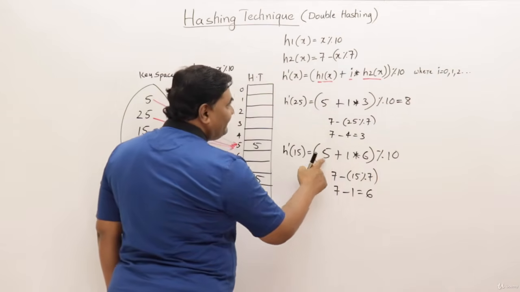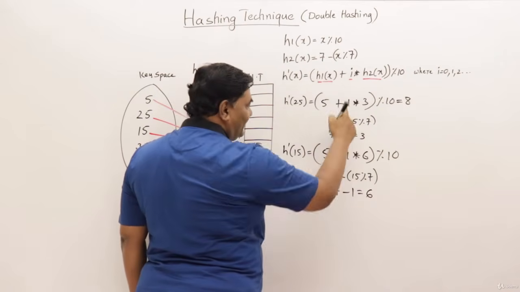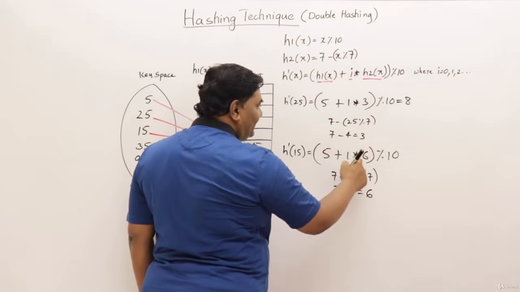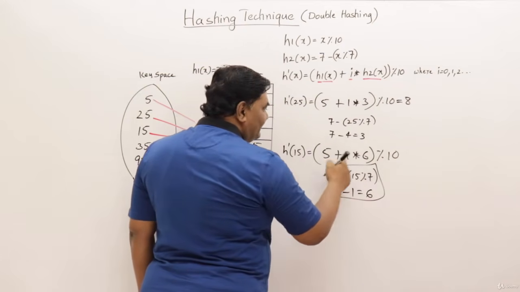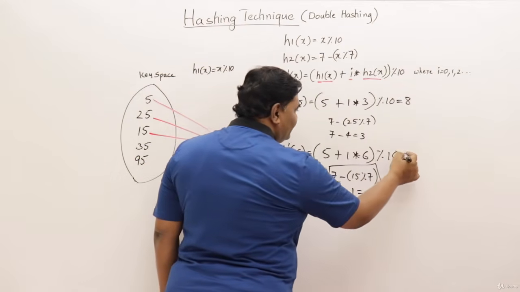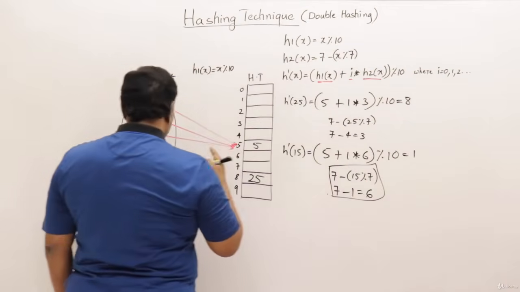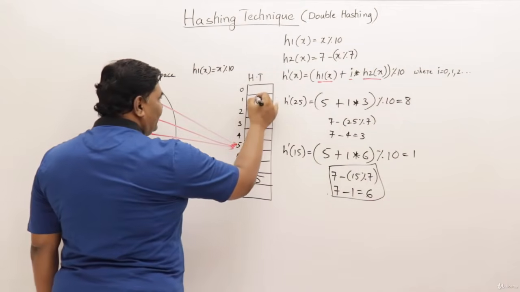So 5 plus 5 is for this one, plus as it is, i is 1, then h2 of x is 6 that I have evaluated here. So this is 11 mod 10. So the answer is 1. So this 15 should be stored at index 1.